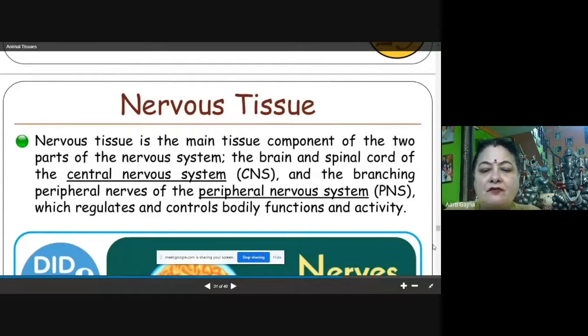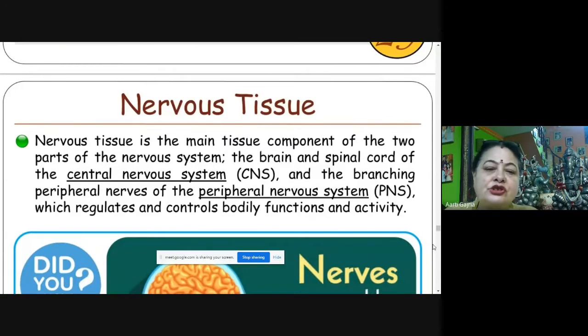In this video of ours, we are going to learn today about the nervous tissue, the fourth type of animal tissue which is there in your syllabus. And this nervous tissue is very important because the central nervous system and the peripheral nervous system consist of this tissue. So we should learn what the tissue is, what is the structure of a single neuron, and how this tissue works. So nervous tissue is the main tissue which is a component of two parts of the nervous system, the brain and spinal cord.